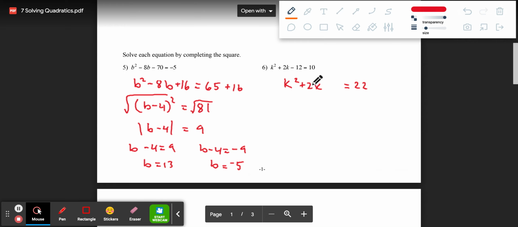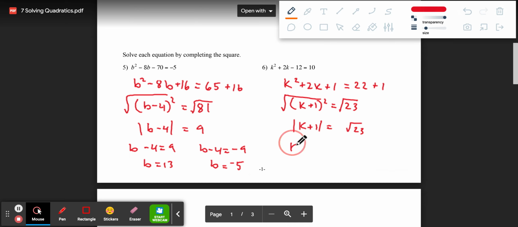Let's take half of the coefficient of the k term. Half of that gives me 1, and when I square it, I get 1. Can't just add 1 to one side of the equation, must do it to the other. And look what I have. I have a perfect square over here, which is (k plus 1) squared is equal to 23. By square rooting both sides, it doesn't work out as nicely as the other one, but it's still pretty good. You get the absolute value of k plus 1 is equal to the square root of 23.